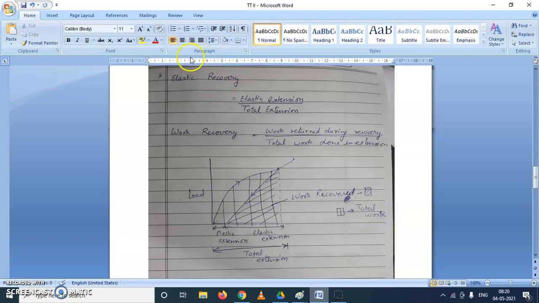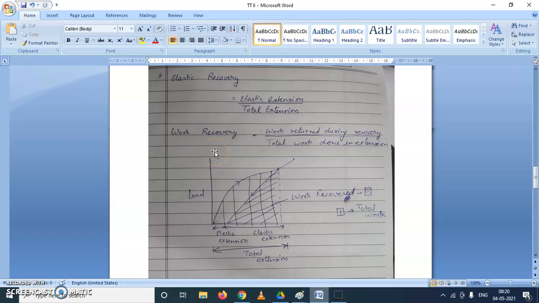So elastic recovery is always quoted at a particular extension. You can always see in the tables that if we see the elastic recovery of different fibers, you will always see that nylon recovery is so many percent at so many percent extension. We always quote elastic recovery at a given percent extension. So it is elastic extension upon total extension into 100.